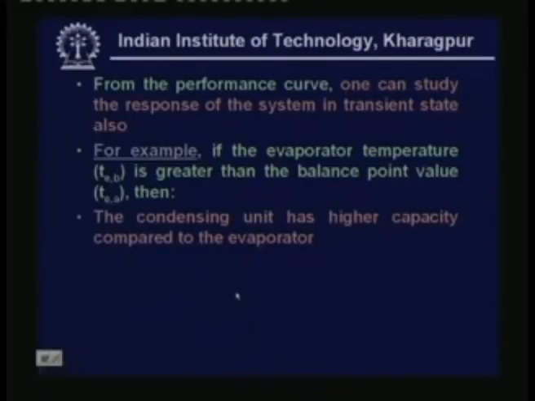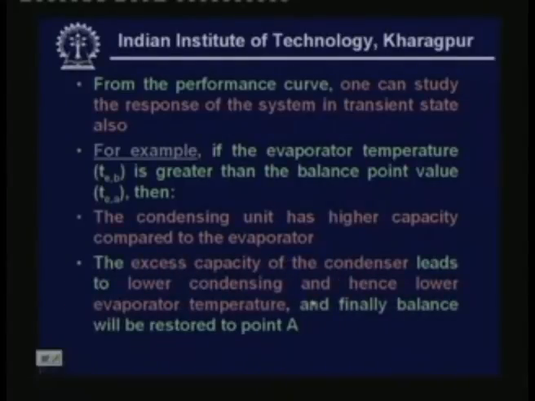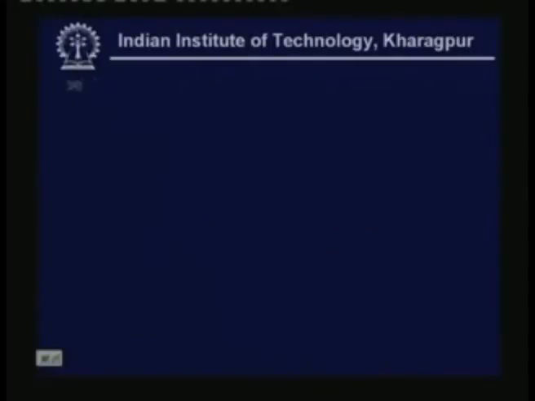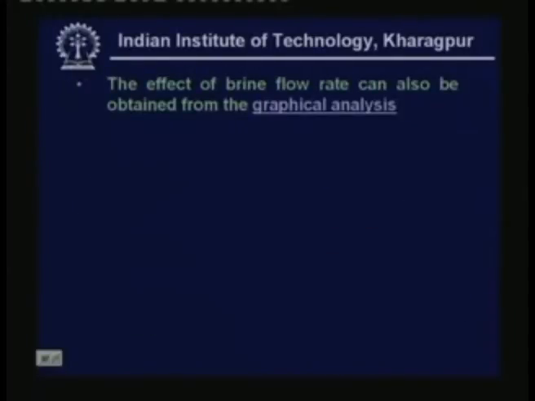So this is what I have already mentioned. The condensing unit has higher capacity compared to the evaporator in transient state when the evaporator temperature is high. The excess capacity of the condenser leads to lower condensing temperature and hence lower evaporator temperature, and finally balance will be restored to point A. The effect of brine flow rate can also be obtained from the graphical analysis.